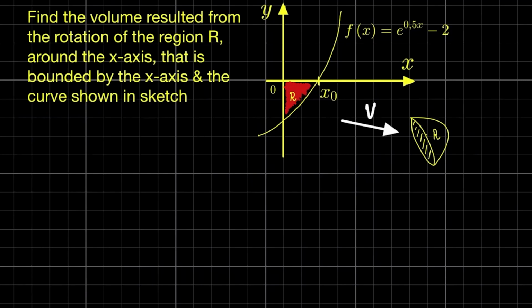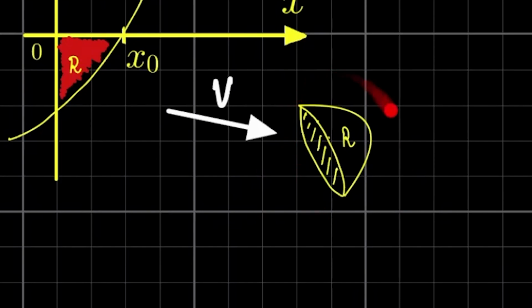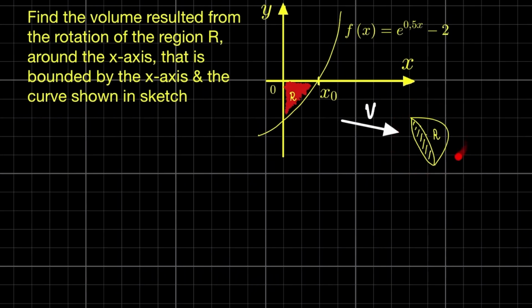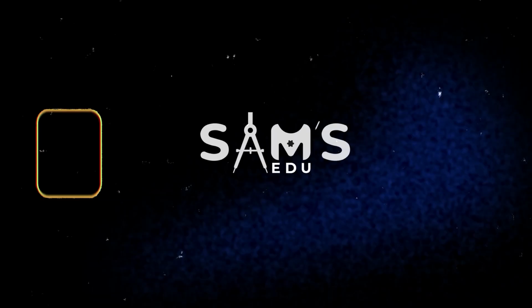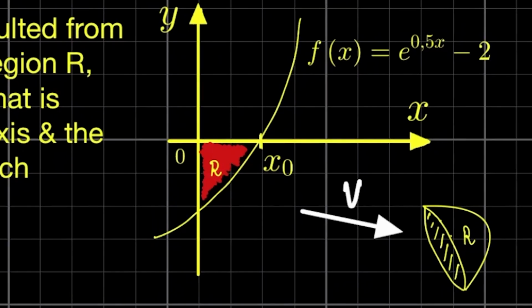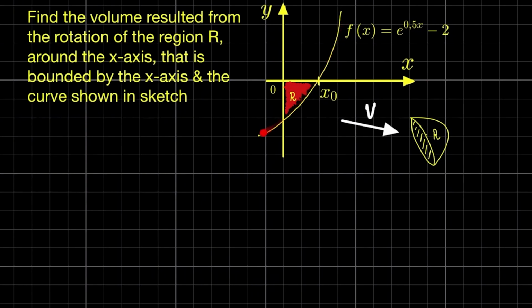So in this exercise, I basically need to find the volume of this object right here. And this object is a result of the region R right here, rotating 360 degrees around the x-axis. And this region R, as we see here, is bounded between the x-axis, the y-axis, the vertical axis, and here the curve. And we have the equation of this curve.